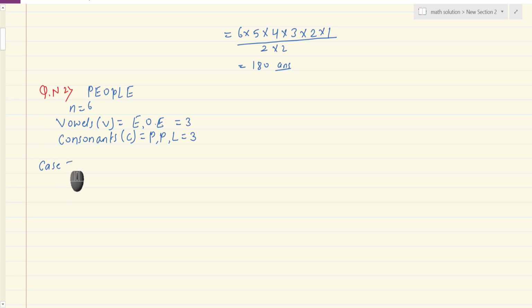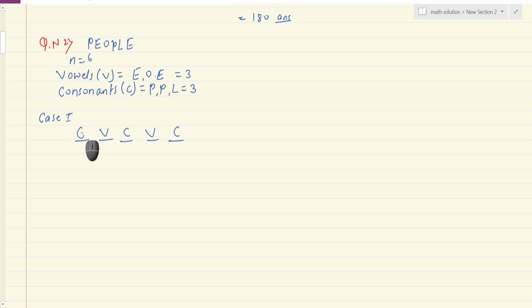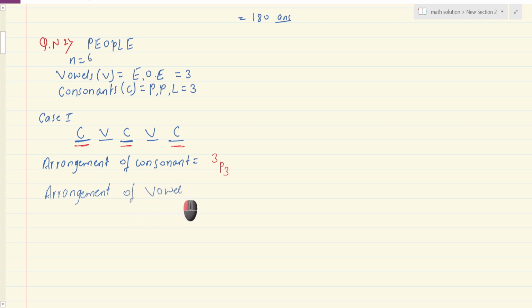In case one, I am starting with the consonant: consonant, vowel, consonant, vowel, consonant, vowel. Now we have the total consonants. The arrangement of consonants: we have 3 places to fill, 1, 2, and 3, and the total consonants we have is 3. So out of 3 consonants, we fill 3 places: 3P3. Similarly, for the arrangement of vowels, how many places are there to fill?